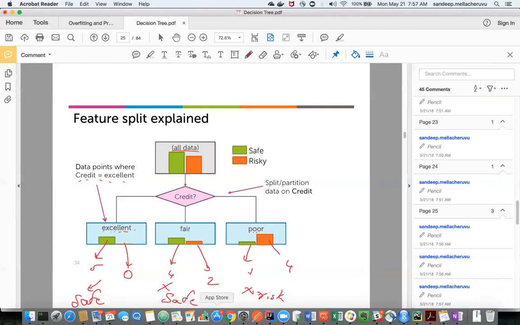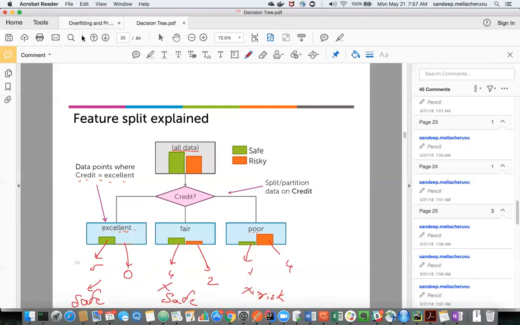Instead of predicting here itself, you can further split. This one also you can further split on some other variable or some other feature. But when credit equal to excellent, there is nothing to split. Everything is safe already. When credit equal to excellent, always give the loan, because there are no risky loans at all according to the past history. But when it is fair or poor, you cannot decisively say either it is a safe loan or a risky loan.